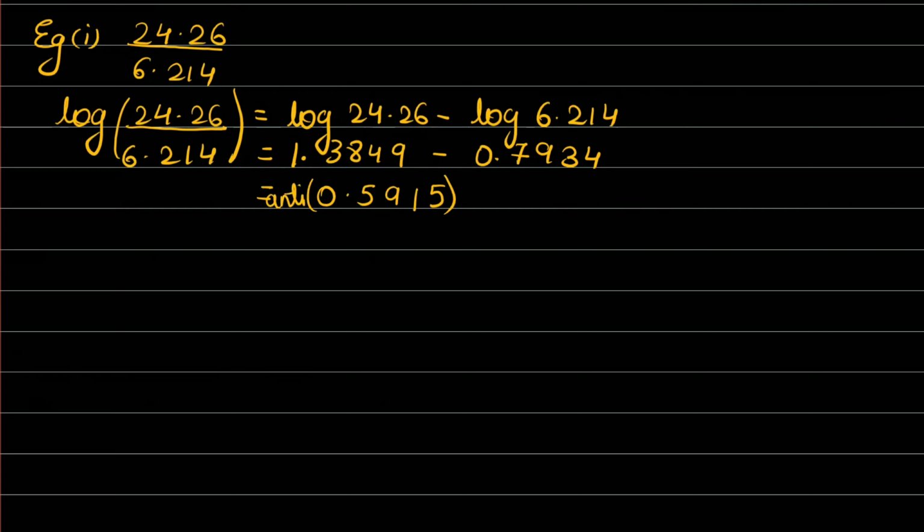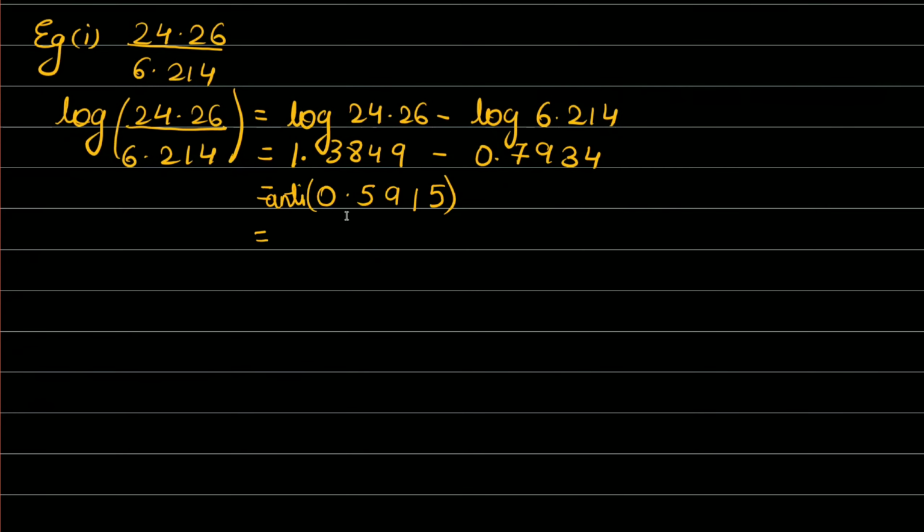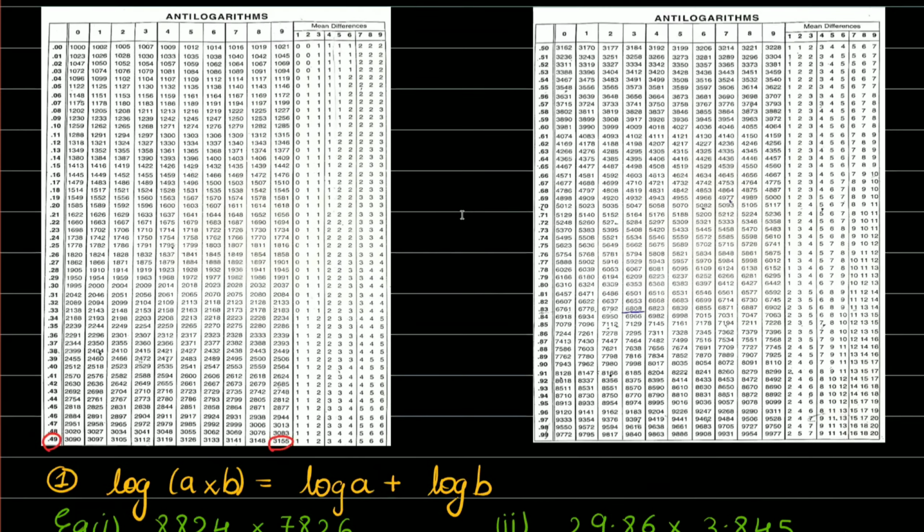So apply antilog over here. This log, we come to the right hand side, we get antilog. The opposite of log is antilog. The antilog of 0.5915. Always remember that whenever we check the antilog, we check it after the point, the digits after the point, which is 5915. So in this antilog table, we are going to find out the value for 0.5915.